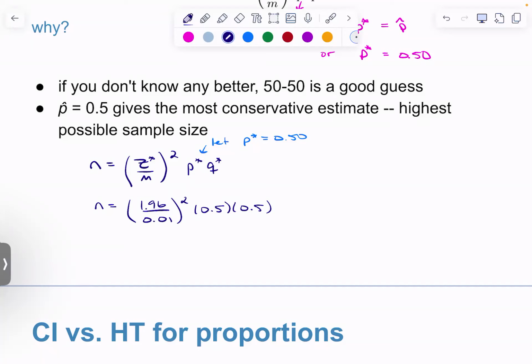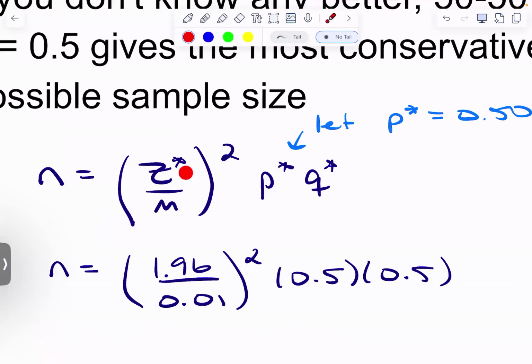What does the star even mean again? It doesn't really mean anything. It's just kind of showing you that it's not necessarily p-hat and it's not necessarily 0.5. You have a choice. Okay. But that's confusing because that's not what the star means on the Z. Yeah. I know. They mean different things.